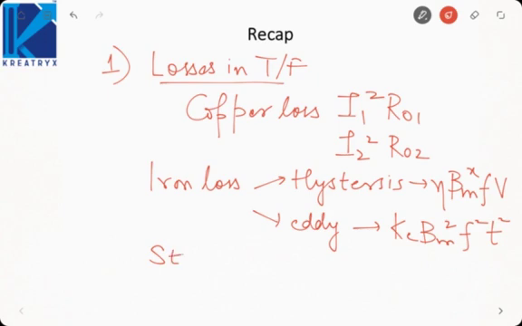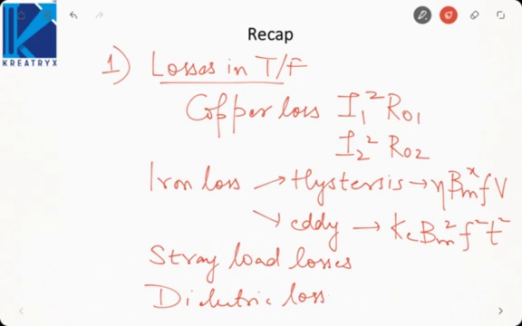Then we saw stray load losses. These losses occur in iron parts of the transformer and the conductors. These are just like eddy current losses but are induced due to the leakage flux, which depends on the current carried by the winding. Hence these are variable losses. And last we saw dielectric losses, which occur in insulating parts like insulation in the winding and oil of the transformer. They occur due to finite conductivity of the insulator.